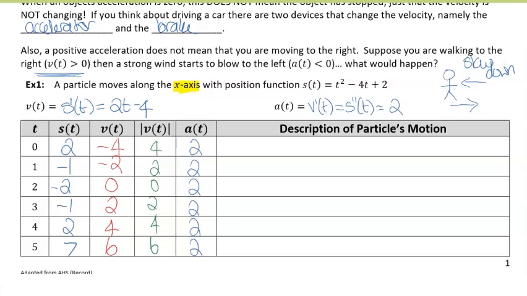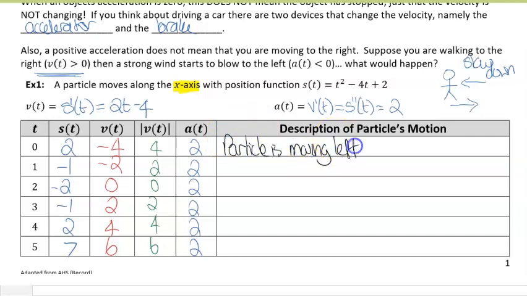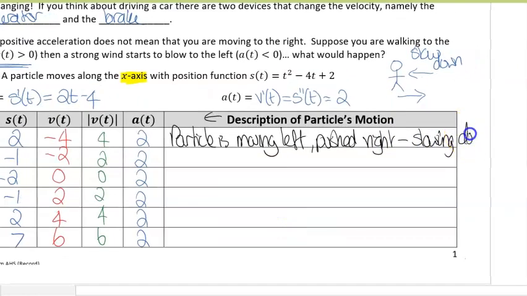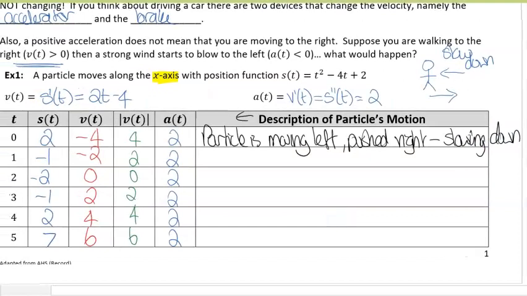Okay, so because the velocity is negative, the particle is moving left. So the particle is moving left, okay? But the acceleration is pushing the particle right. So if it's moving to the left but being pushed right, it's slowing down. So really we're just concerned about, is it speeding up, is it slowing down, or potentially it's stopped.